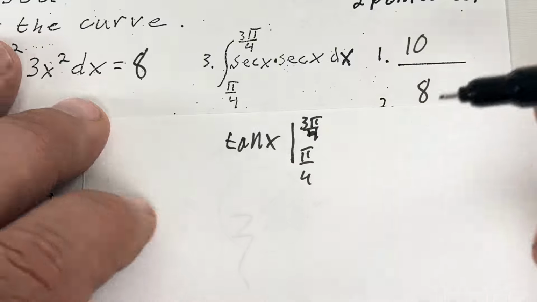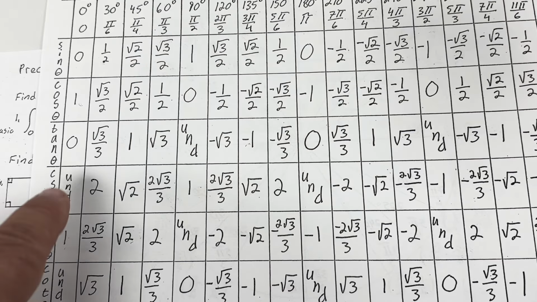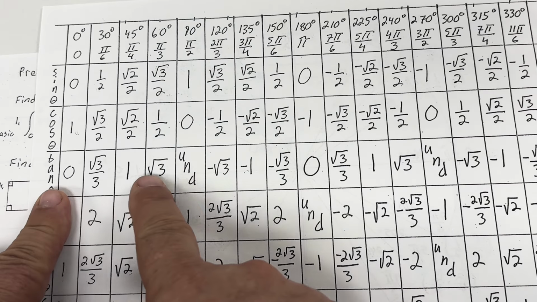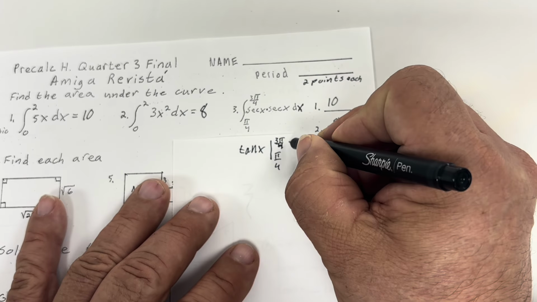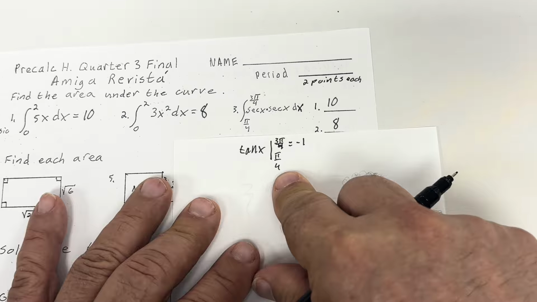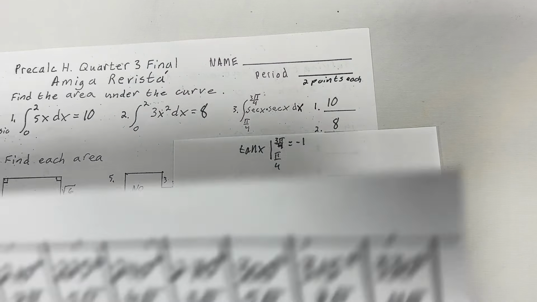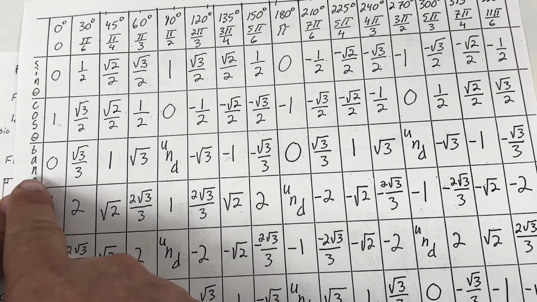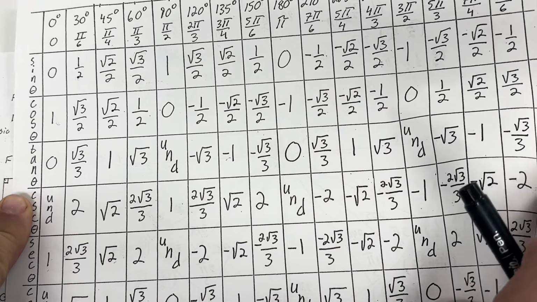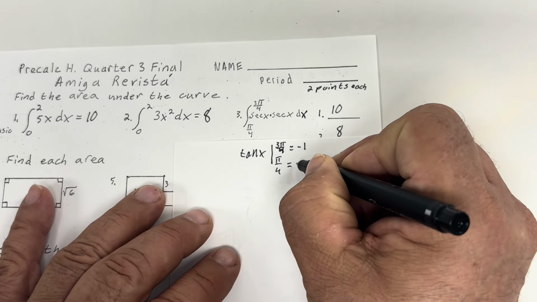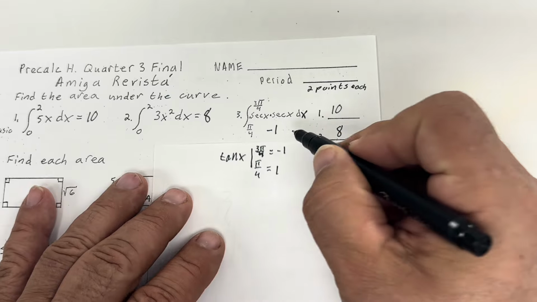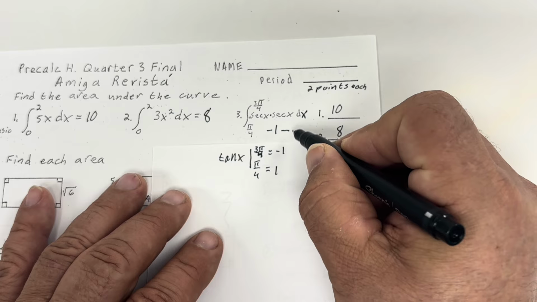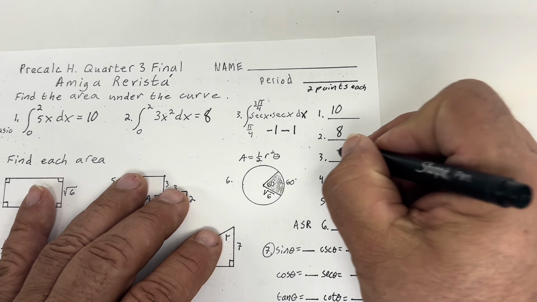Now using our chart, we're going to find out what tangent of 3 pi over 4 is. On our chart, tangent of 3 pi over 4 is -1. So this value is going to equal -1. Then we're going to find tangent of pi over 4 on our chart. On our chart, tangent of pi over 4 is 1. So by the fundamental theorem of calculus, we have to do -1, this value, minus 1, this value. And all that work gives us -2.